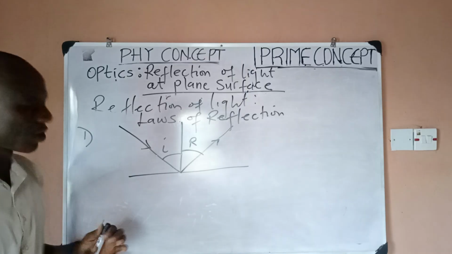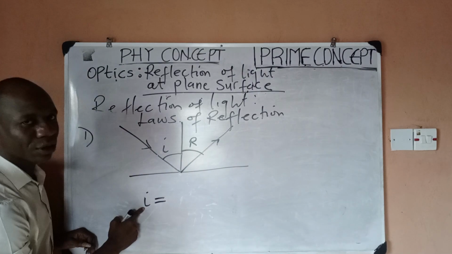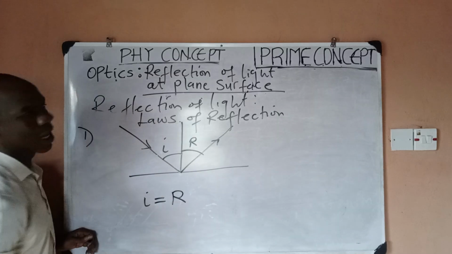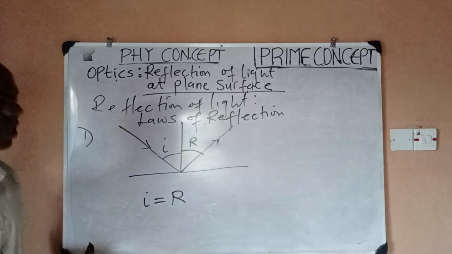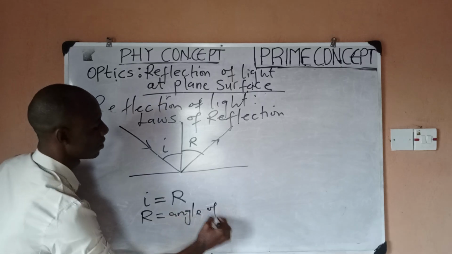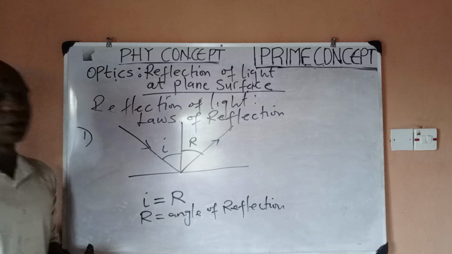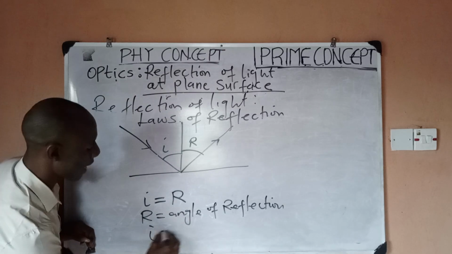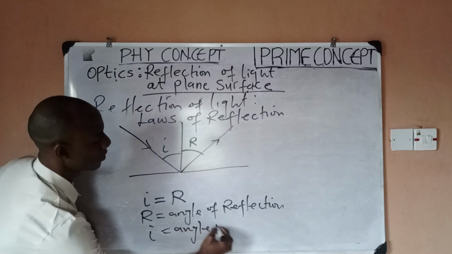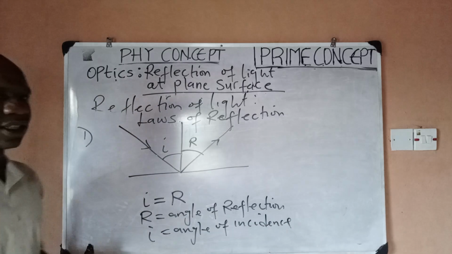So what is the first law saying? The first law is simply saying that I, which is the angle of incidence, is equal to R. That is what the first law of reflection is saying. So R is the angle of reflection, and I is the angle of incidence. So this is the first law.